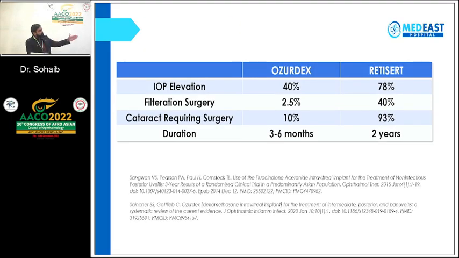If you compare Ozurdex with Retisert, with Retisert you're invariably going to get raised IOP, filtration surgery for uncontrolled glaucoma, and cataract surgery. For Ozurdex, the duration is 3 to 6 months. The industry claims 6 months, but inflammation usually returns in 3 months. Retisert does wonders for 2 years, but I don't think we're ever going to have that in Pakistan.